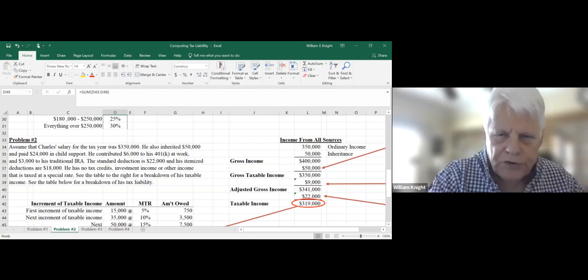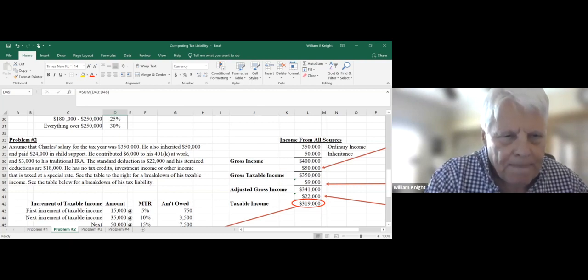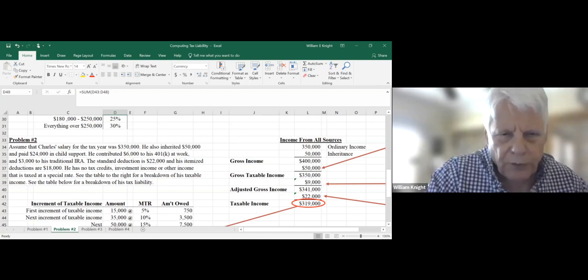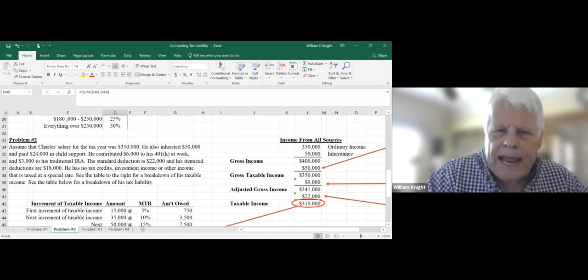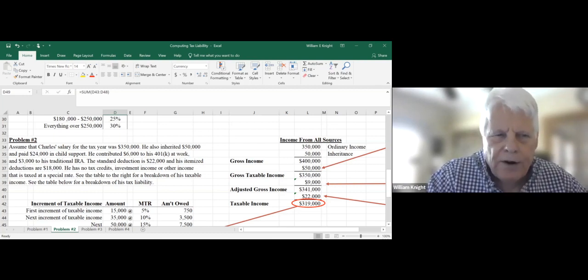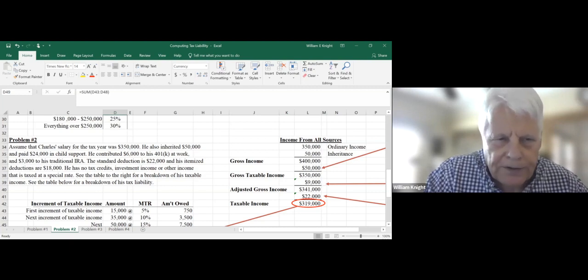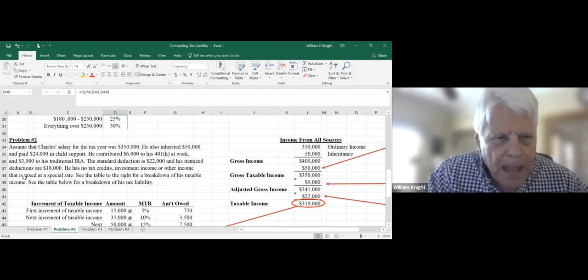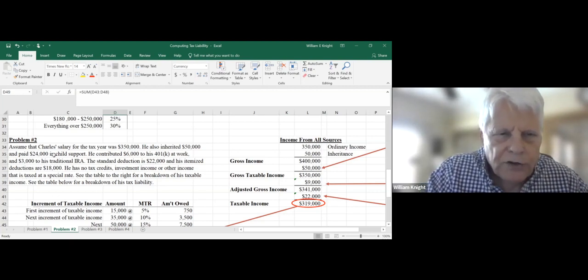Assume that Charles's salary, now we're doing a different guy, for the year was $350,000. So Charles was also making $350,000, but he also inherited $50,000. So, Charles is doing all right, but he paid $24,000 in child support.